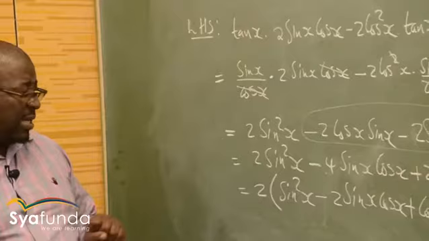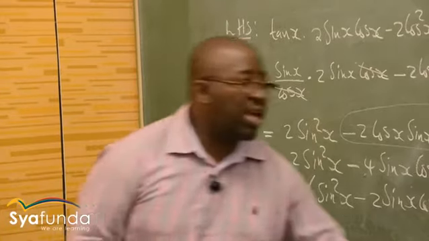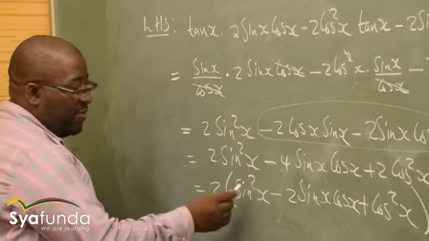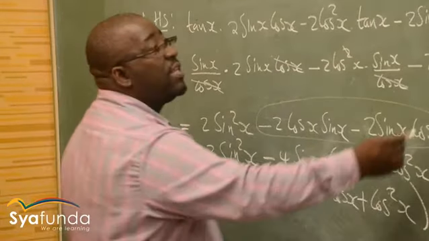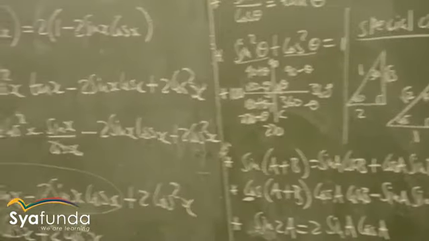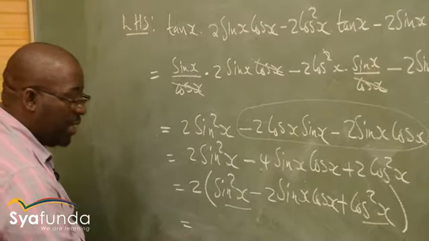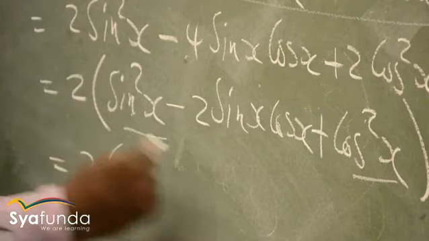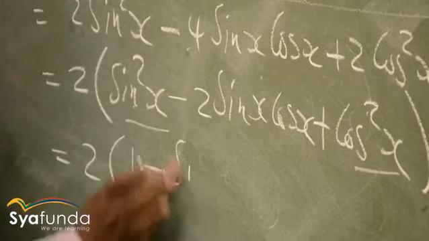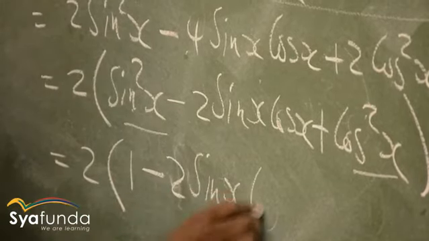It becomes important. Then I use my eyes again. Why am I using my eyes? I'm just going to check what I can identify there. I know that whenever I see squared, I think of this one. So sine squared x plus cos squared x, what do I get there? I get 1. So I've got this 2 into, this will give me 1, subtract 2 sine x cos x.